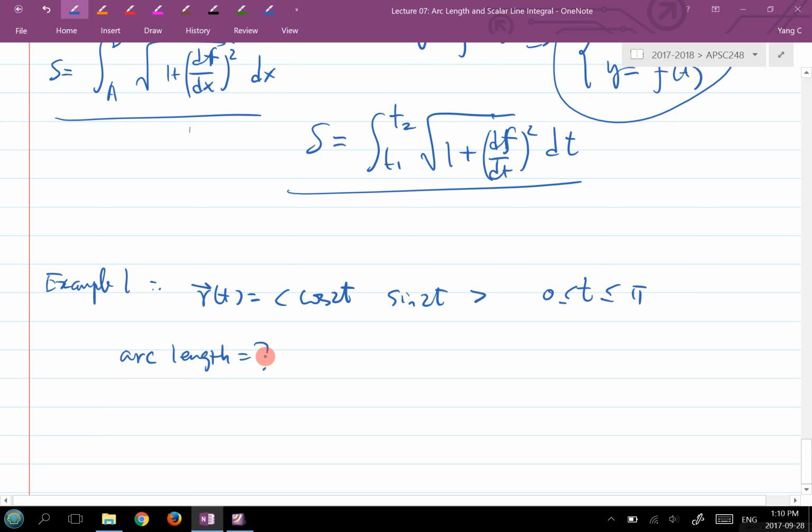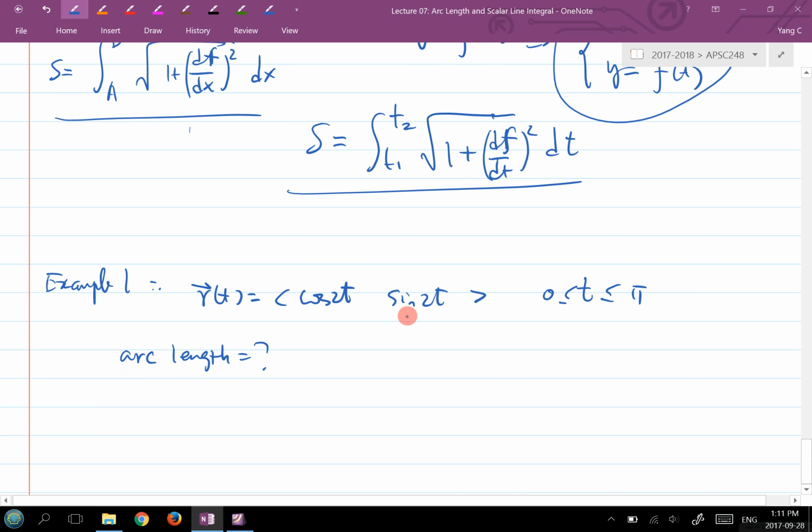Here's a vector function, and we want to calculate the arc length as t goes from 0 to 2 pi. Before we jump into it, you don't really have to calculate to know the answer. First of all, look at the r of t here. What kind of curve does r of t describe? Circle. What's the radius of the circle? Radius equal to 1, because the coefficient in front of cosine and sine is 1.